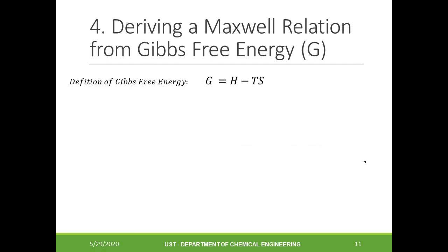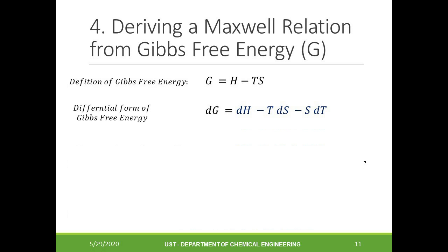Alright, so let's look at the fourth Maxwell relation using the Gibbs free energy. Recall that the definition of Gibbs free energy is G is equal to H minus TS. We can write the differential of the Gibbs free energy equation as dG is equal to dH minus TdS minus SdT. Again, I have used the product rule for the last term.